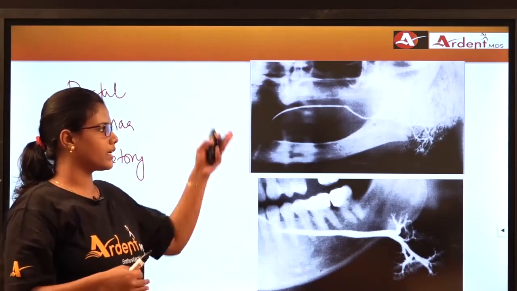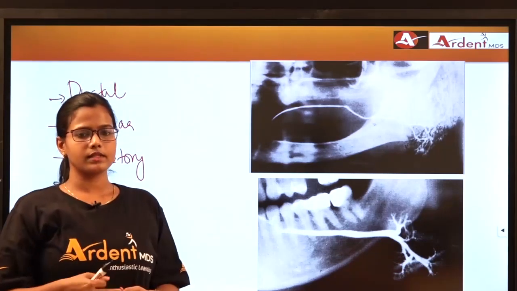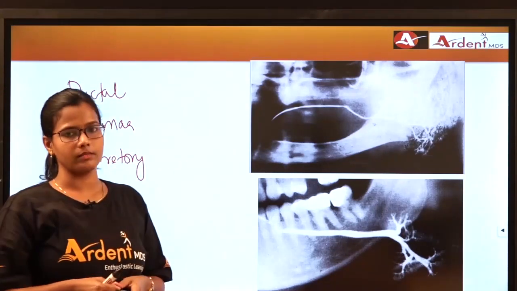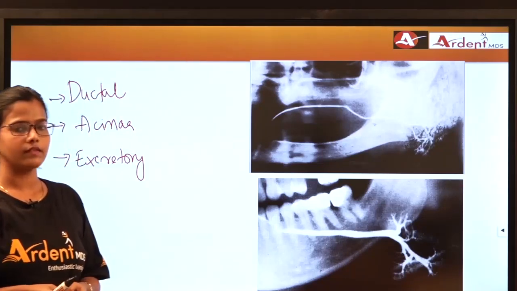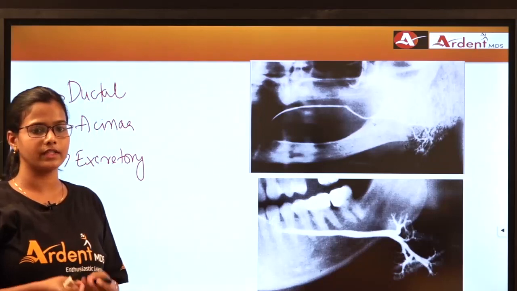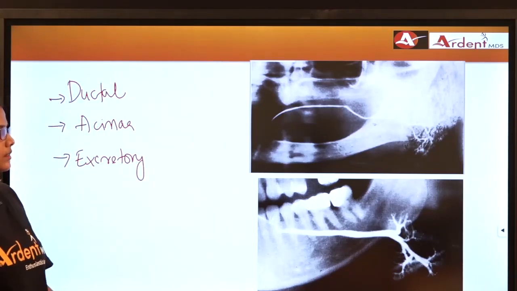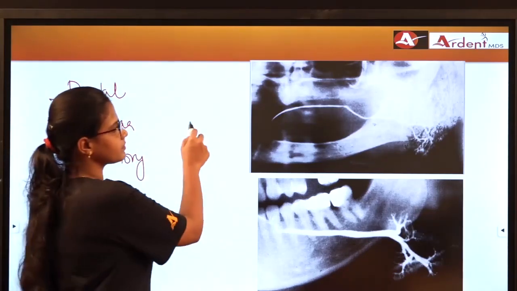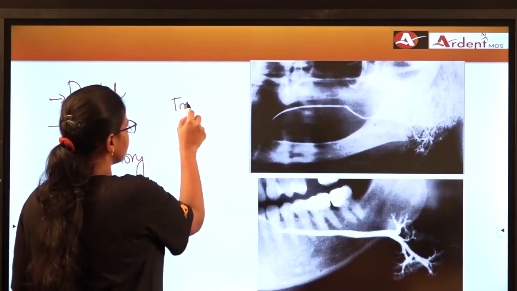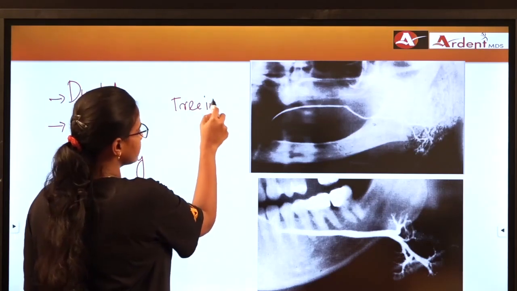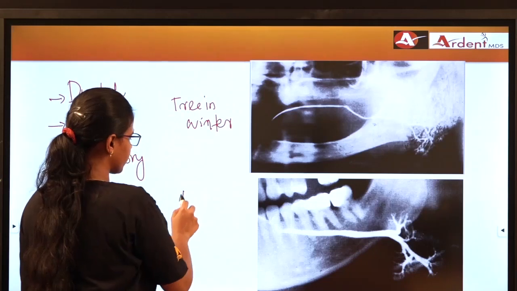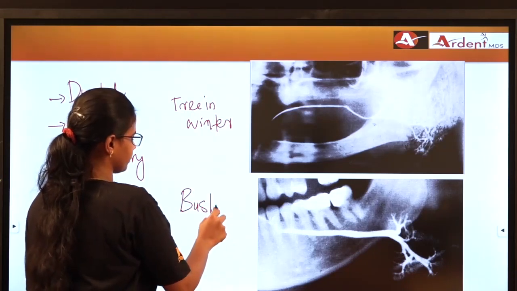So after the imaging we get certain pictures. So it is important to identify which disease is shown in the sialogram. That is an often asked question. They will show a sialographic image and ask you to identify the disorder. So this image I showed here is typically termed the tree in winter appearance, and this is the bush in winter appearance.